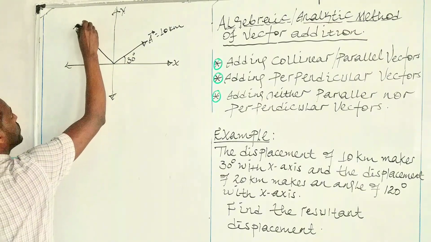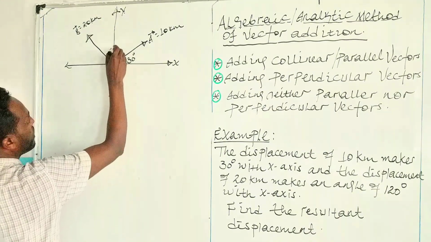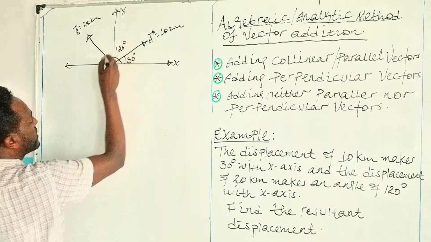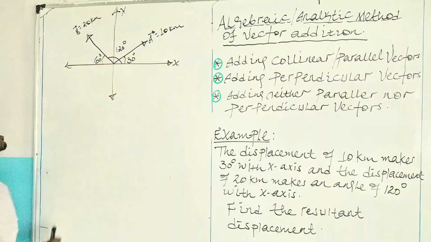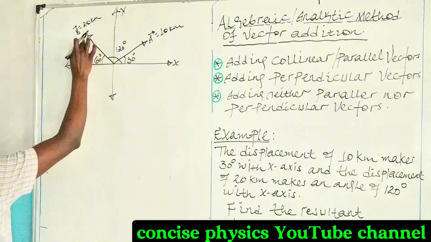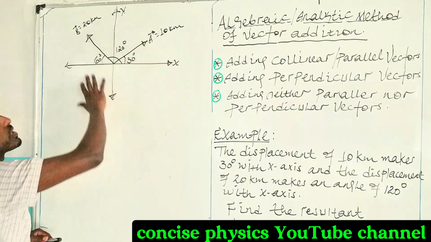Which is 20 kilometer. So from here how many degrees? 120 degree. So this one is how much? 60 degree. 60 degree. So this is vector B. So now this is all about the free body diagram.